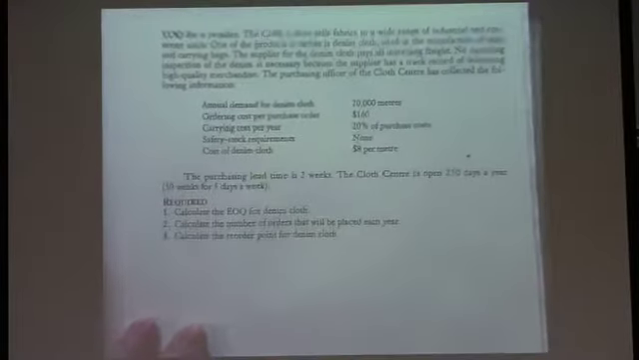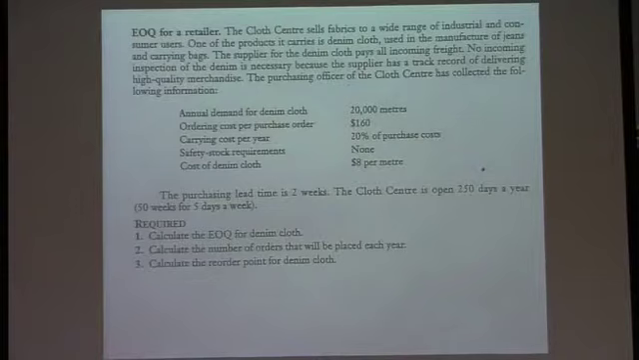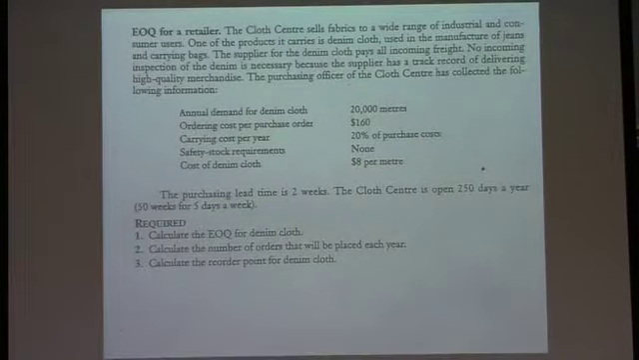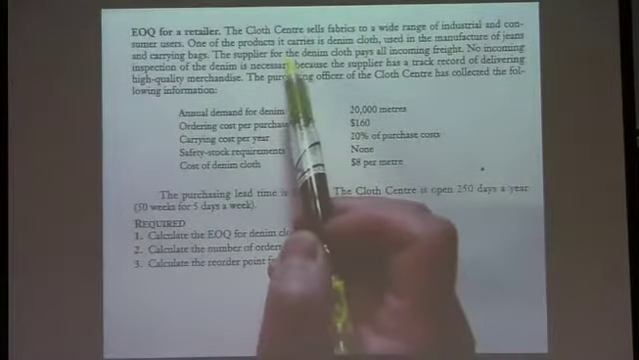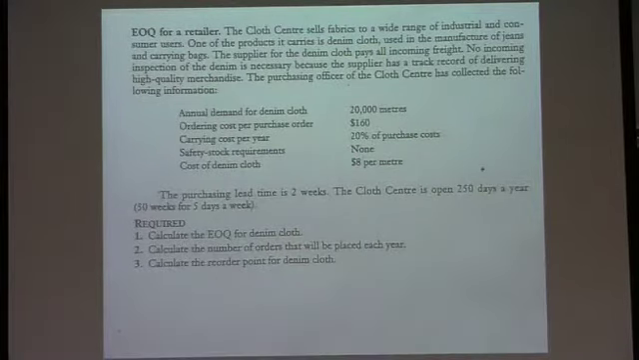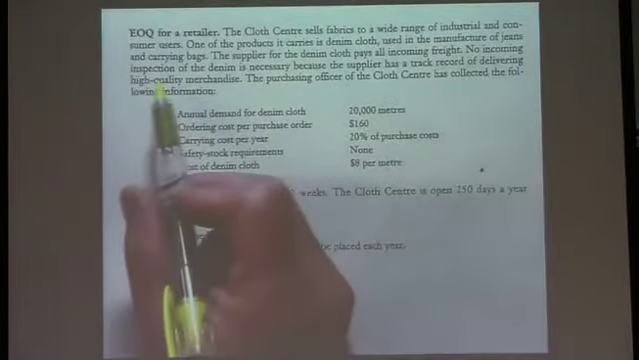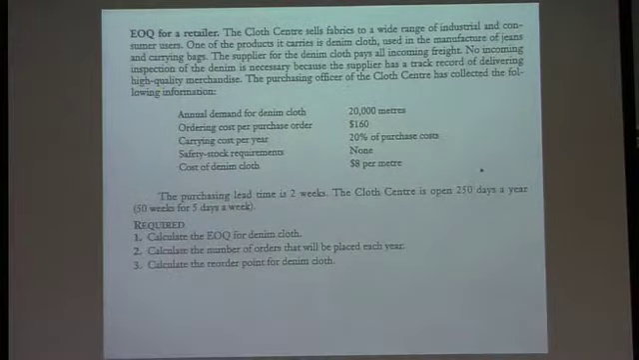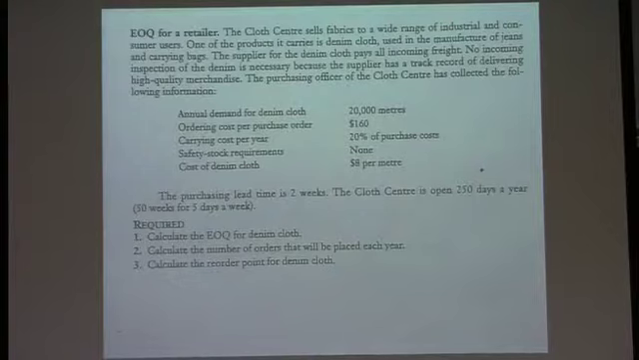So EOQ, this is a company called Clothes Center, and they sell fabrics to a wide variety of industrial and consumer users. One of the products it carries is a denim cloth used in manufacturing of jeans and carrying bags. The supplier for the denim cloth will pay all incoming freight. So freight is essentially paid for by the supplier. Okay, so it's probably factored into the cost of buying already. Now, no incoming inspection of denim is necessary because the supplier has a track record of delivering high-quality merchandise.